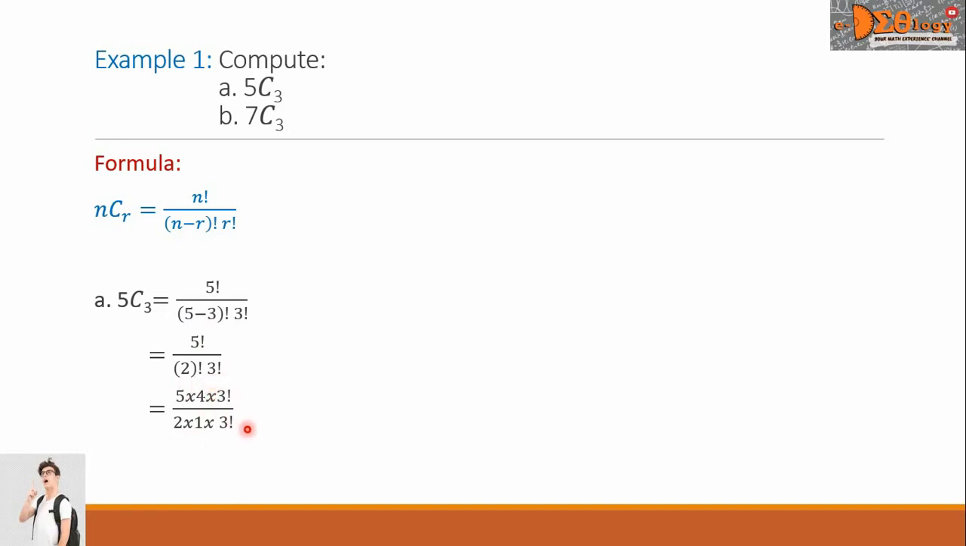Because we can see here that we can cancel this 3 factorial and the 3 factorial in the numerator. There we go. Simplifying further, the numerator becomes 20 over the denominator 2, and the quotient will give us 10. This is the combination of 5 items taken 3 at a time. Let's proceed with problem B.